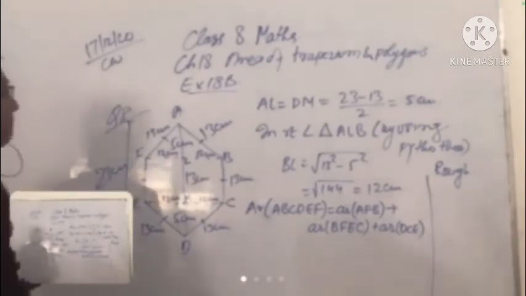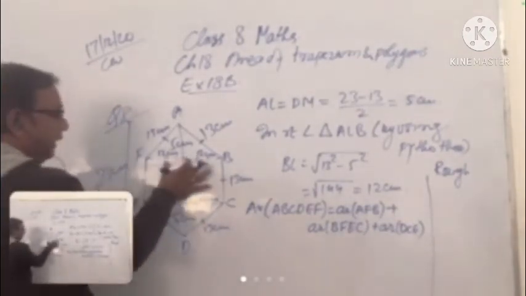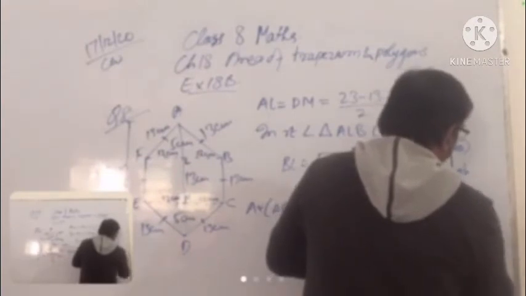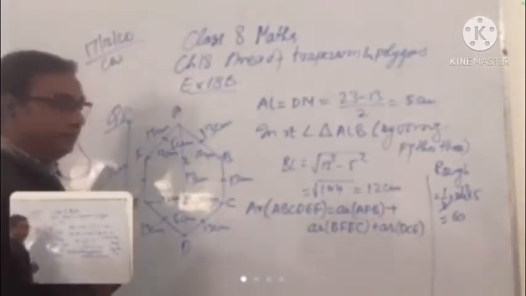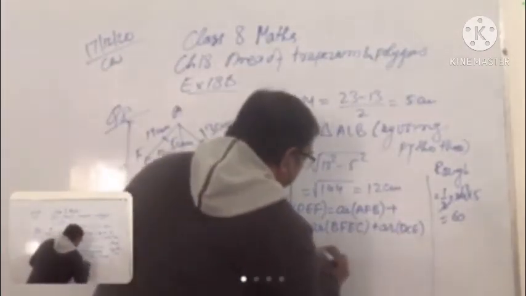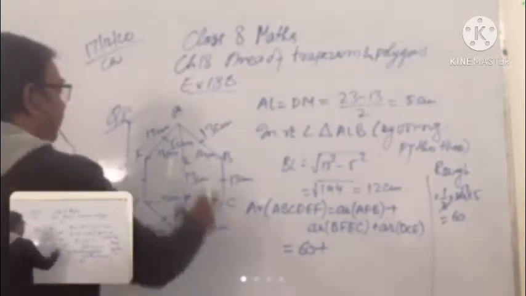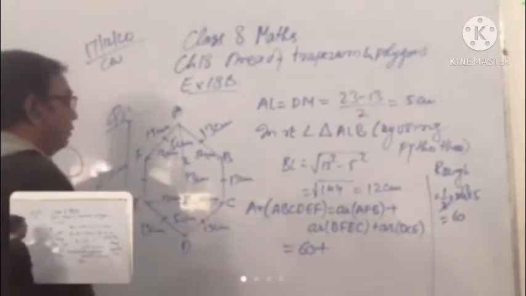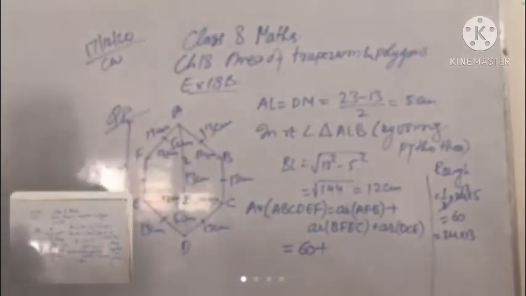Yeah, AFB. We know that the base is 24 and the height is 5. So half multiplied by 24 multiplied by 5, it will be 12, 12 5 is 60. Is it okay? Then 60 plus area of what I wrote here, BFEC. So it will be 24 multiplied by 13. Can you please fast multiply it? Because it is a rectangle.